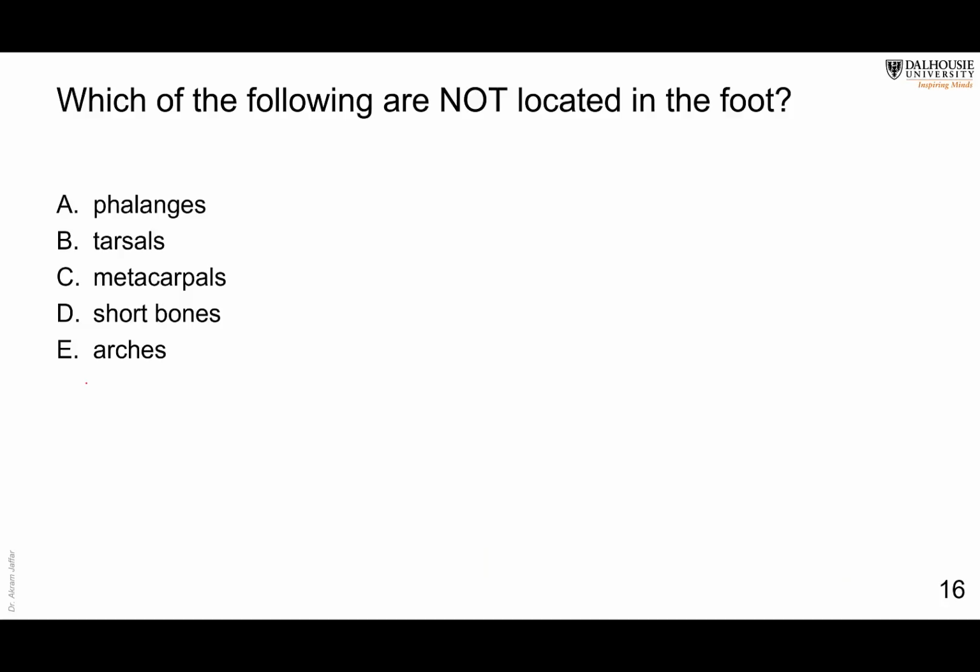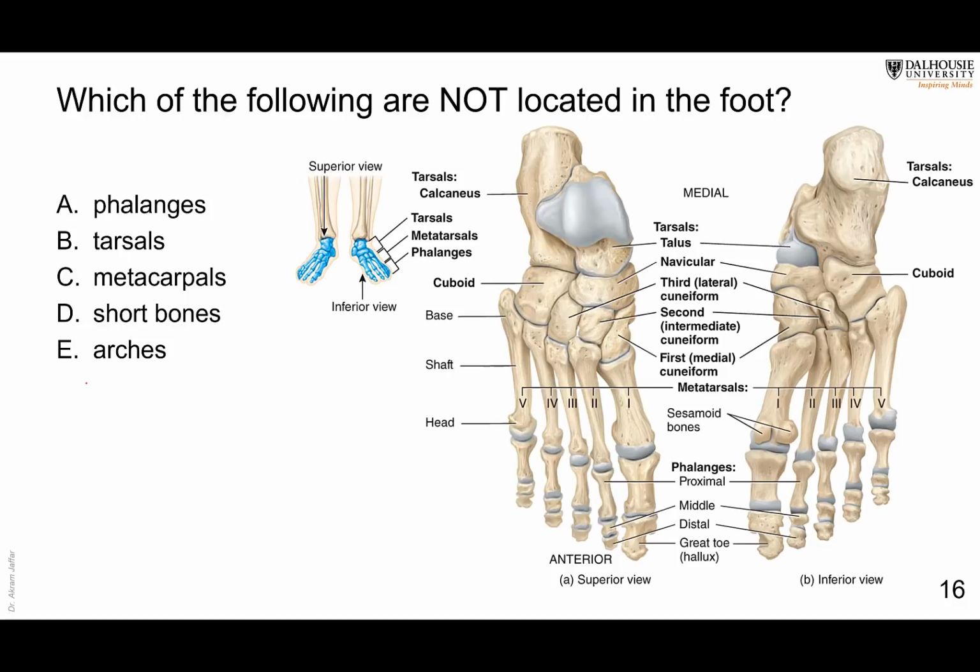Which of the following are not located in the foot? These are bones, and we can see here that the phalanges are in fact located in the foot. There are three phalanges in the lateral four toes, two phalanges in the big toe. So they are located in the foot. The tarsal bones, there are 7 tarsal bones, including the talus and the calcaneus, and they constitute part of the foot. Short bones actually are the tarsal bones. The tarsal bones are a kind of short bones.